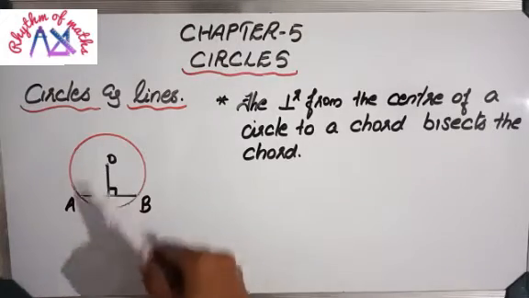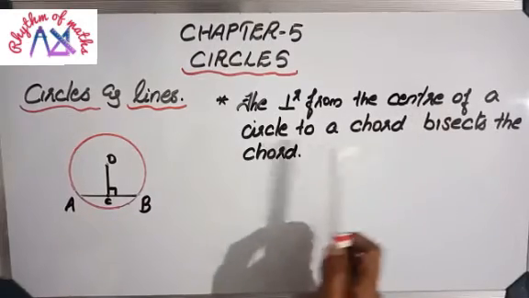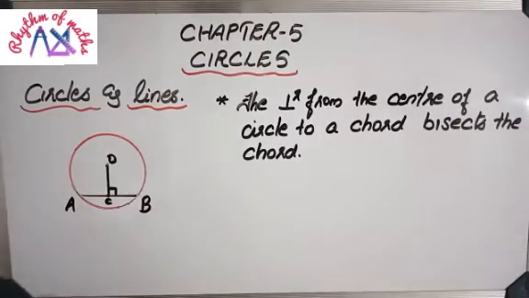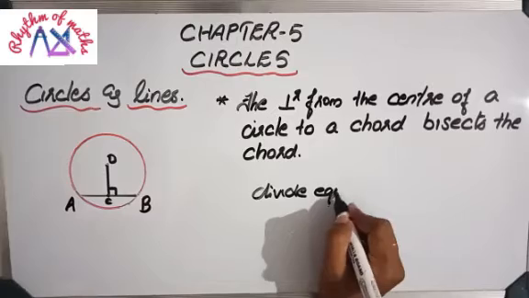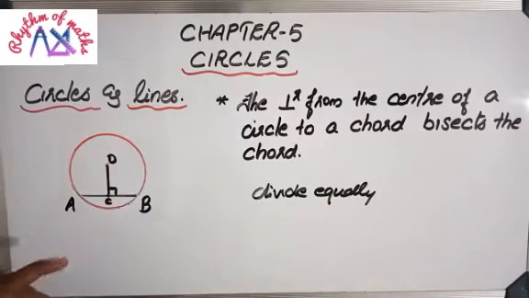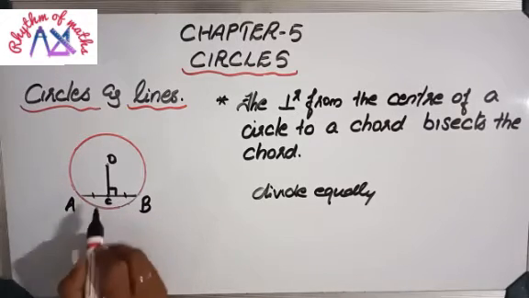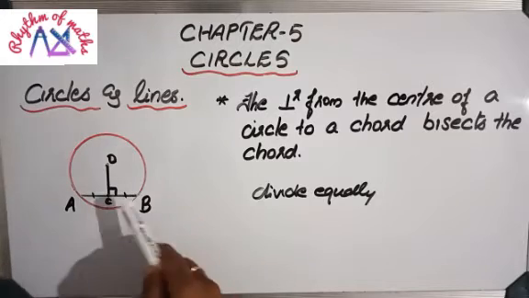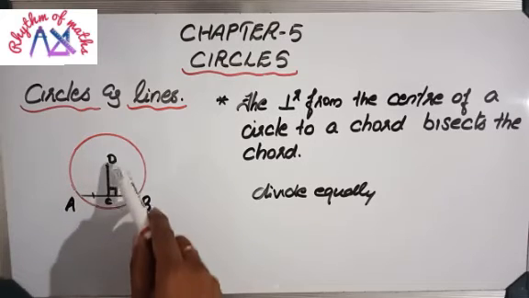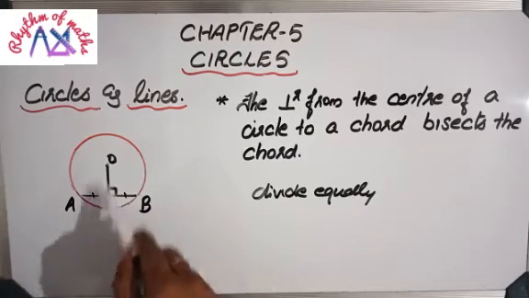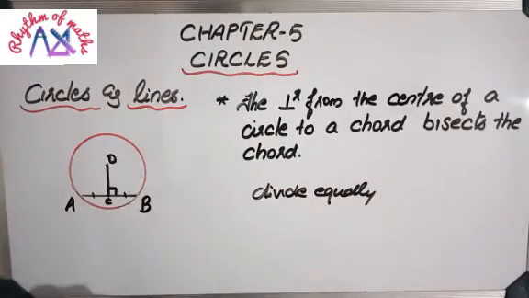Now here this perpendicular from the center to the chord bisects the chord. Bisect means divide into equal halves, divide equally. So here AB will be divided into two equal halves. AC and CB will be equal. If a perpendicular 90 degree line is drawn from the center to the chord, that line will divide the chord into equal halves. That means bisect. So this is the second concept.